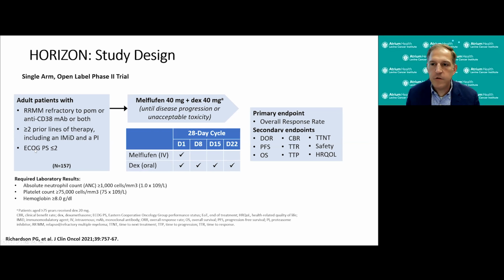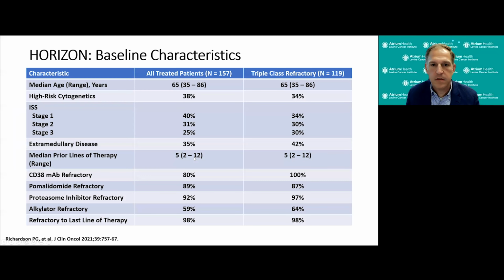They had to have had at least 2 prior lines of myeloma therapy. They had to have been exposed to a proteasome inhibitor in the past, as well as an immunomodulatory drug. The melflufen and dexamethasone was given in the exact same manner as I said with the other study, and patients were allowed to stay on therapy until disease progression or the development of unacceptable side effects. The primary endpoint for the study, like many of those in the accelerated approval scenario, was overall response rate.